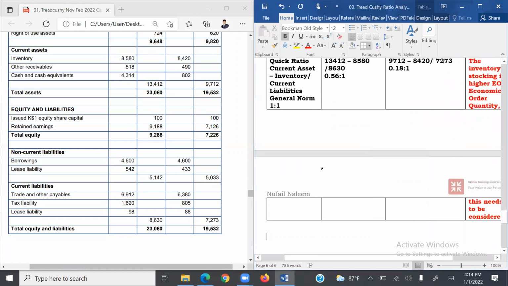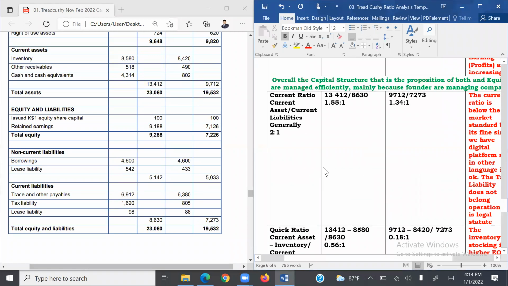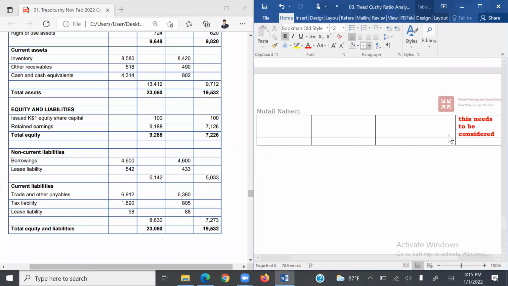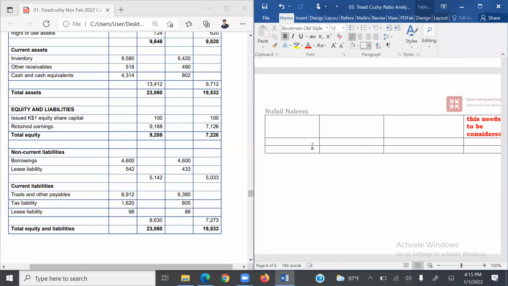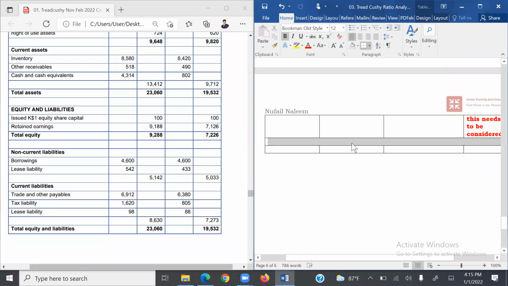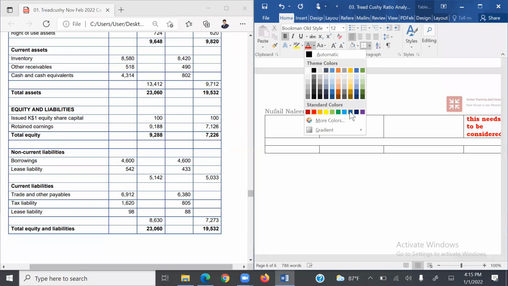So students, we are done with the current ratios and the quick ratios. Let's come to a conclusion before we go on to the working capital ratios. I'll just write down a small conclusion for you. I will merge this. In this conclusion, I will write down a small point of view so that it will be easy for you.